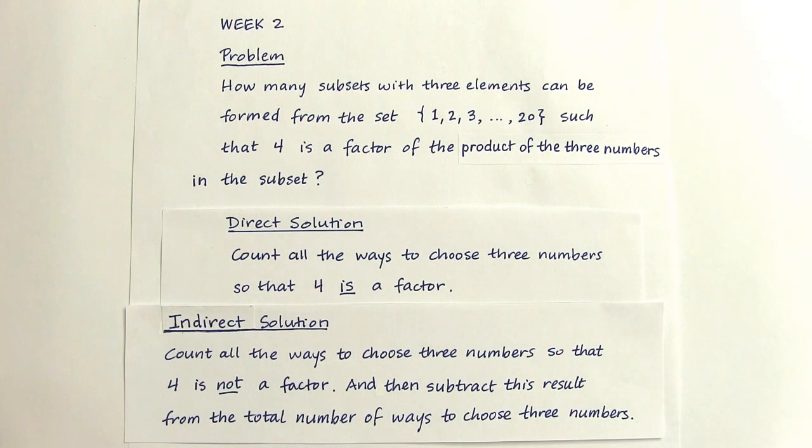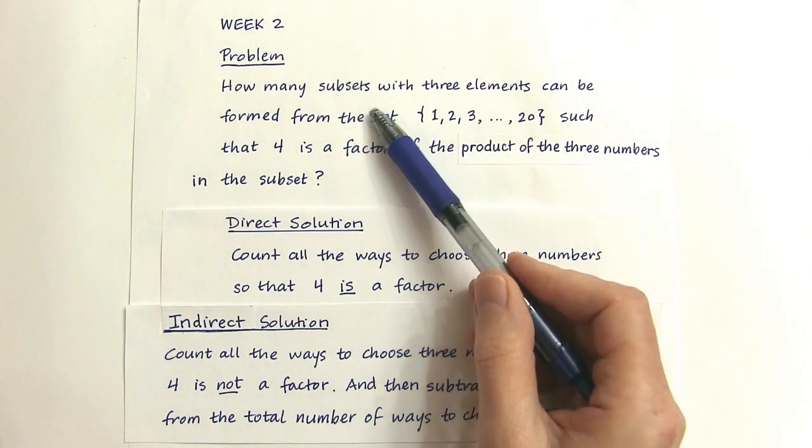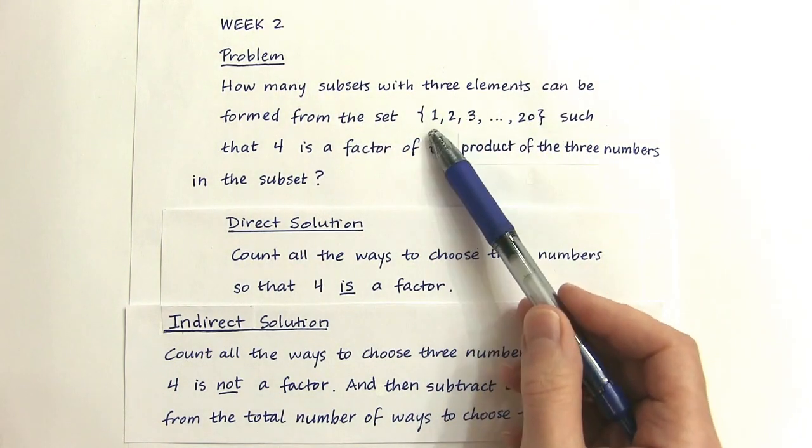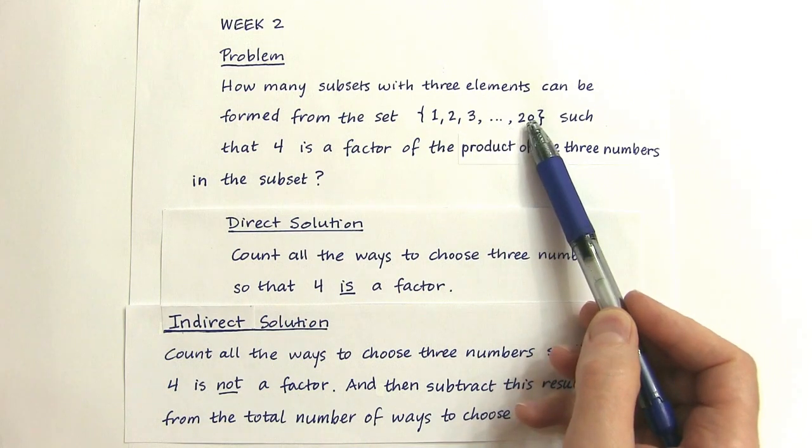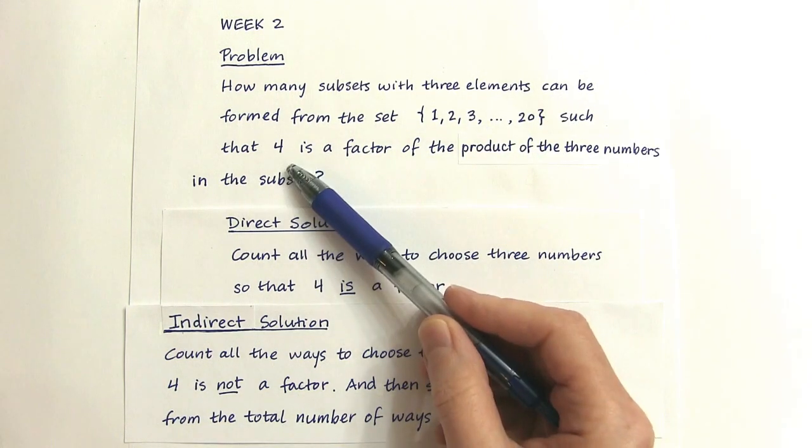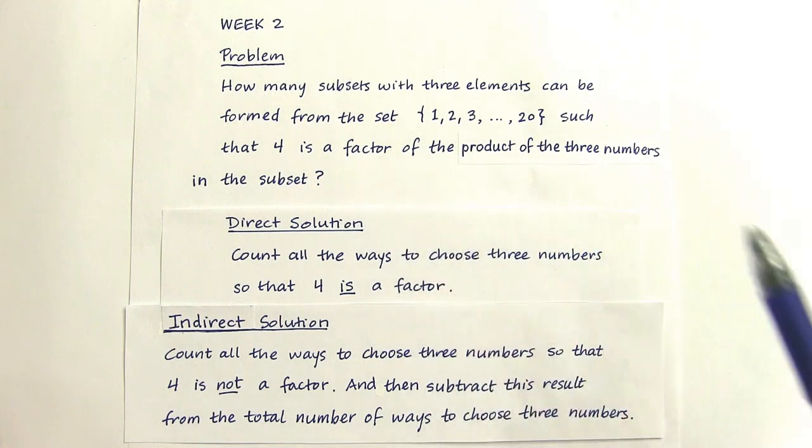As promised, we now have all the tools we need in order to solve the problem of the week. And we'll find it's quite easy to solve with the correct application of the combination formula. So here we are again, back to the problem of the week. How many subsets with 3 elements can be formed from the set of the first 20 counting numbers, such that 4 is a factor of the product of the 3 numbers in the subset?